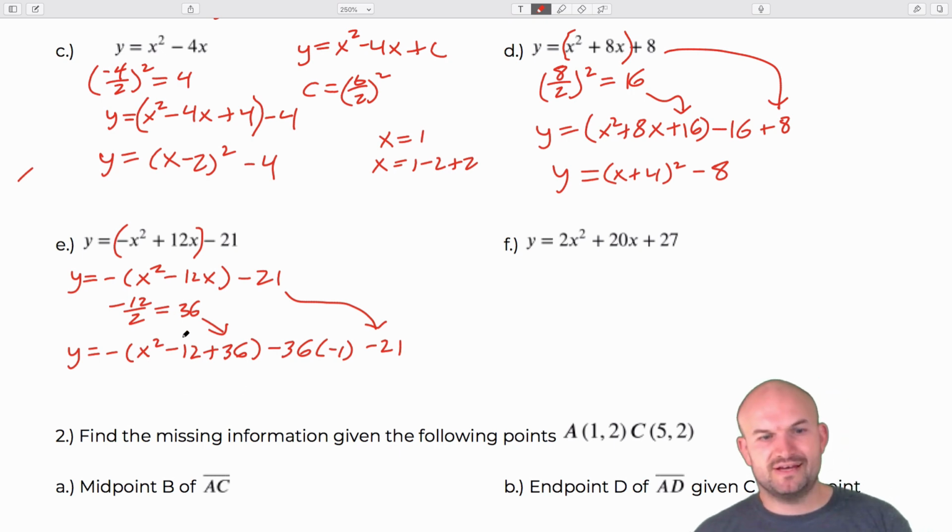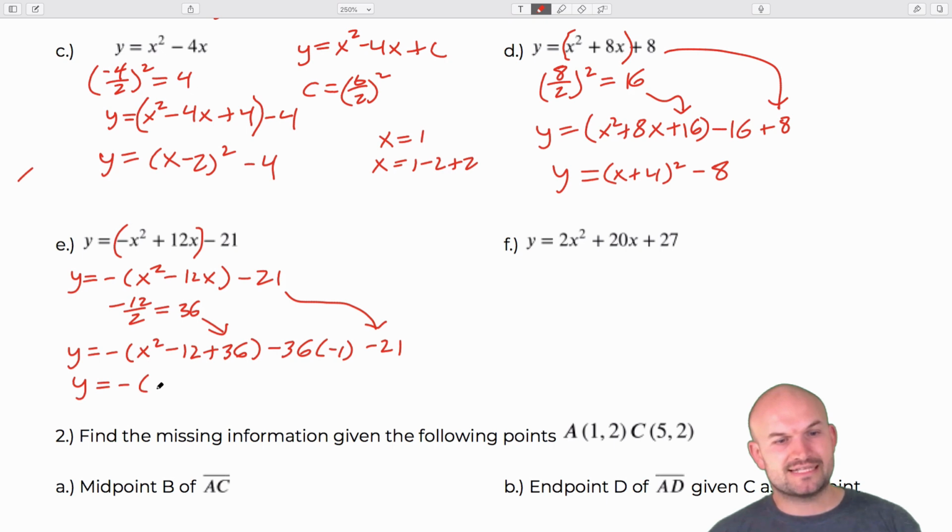Now, to go through all this, again, we created this perfect square trinomial, so we just need to factor this. That's going to be, oh, I forgot to write the vertex. I'll go back to that at the end. So this becomes a negative 6 squared, and then this becomes a positive 36, and therefore minus 21, so that's going to be a positive 15.